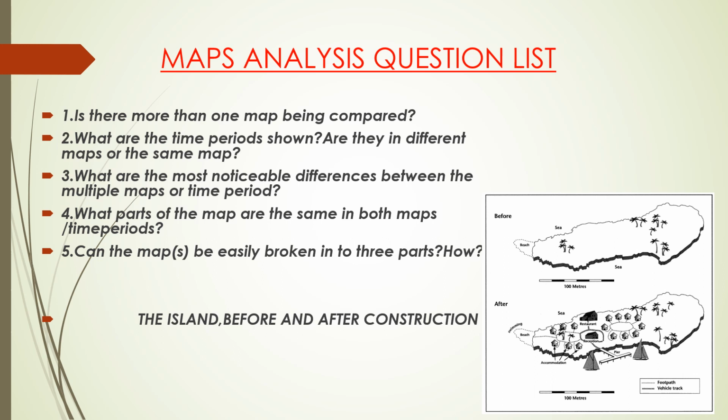Right. So now if you look at the maps over here, we have two maps. The map actually shows an island before and after construction. So if a map is given, what are the questions we should have in our mind before we write the analytical paragraph? Is there more than one map being compared? What are the time periods shown? Are they in different maps or in the same map? What are the most noticeable differences between the multiple maps or time periods? What parts of the map are the same in both time periods? Can the map or maps be easily broken into three parts, and how?